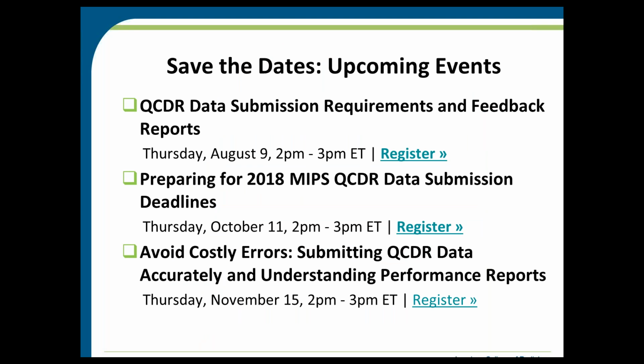Here's a link to our upcoming webinars. We've got one on August 9th for the QCDR data submission requirements and feedback reports. We've got one October 11th about preparing for the 2018 MIPS data submission deadlines. And then in mid-November, November 15th, we've got avoid costly errors, submitting QCDR data accurately, and understanding performance reports. Each of those webinars is going to be useful for getting your data submitted and making sure your reports are looking good. We'll probably add at least one more webinar around September, so we'll notify everybody of that too.